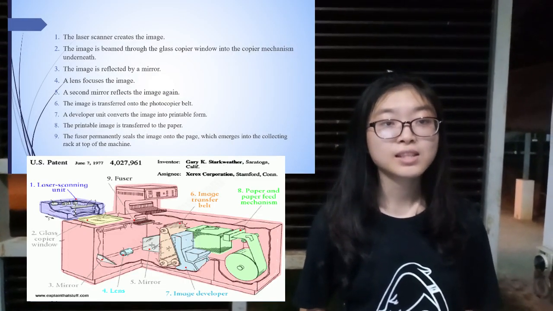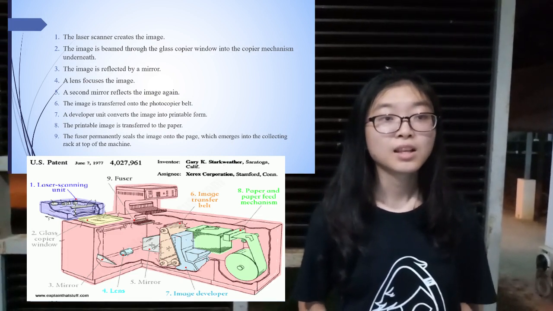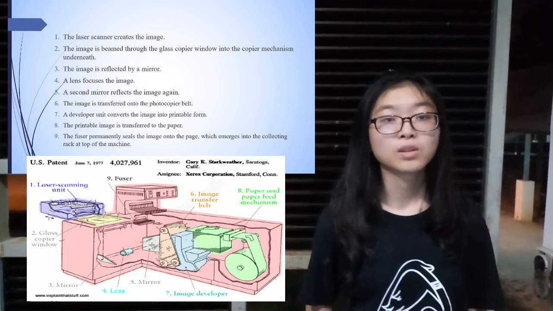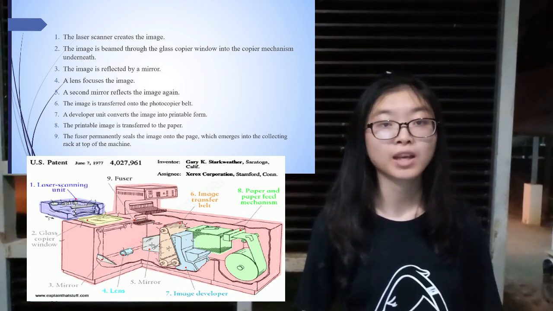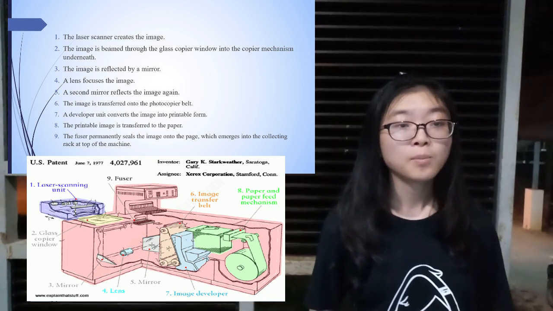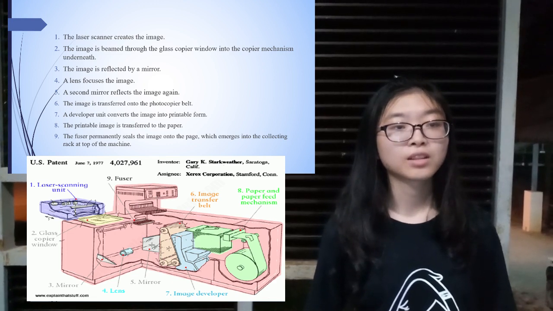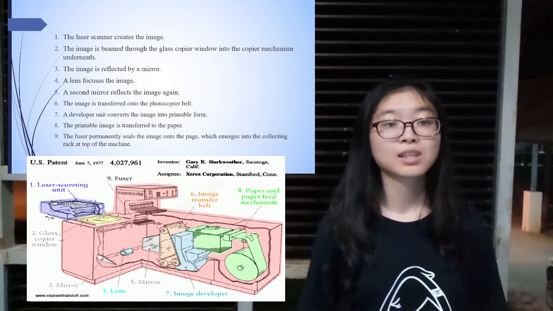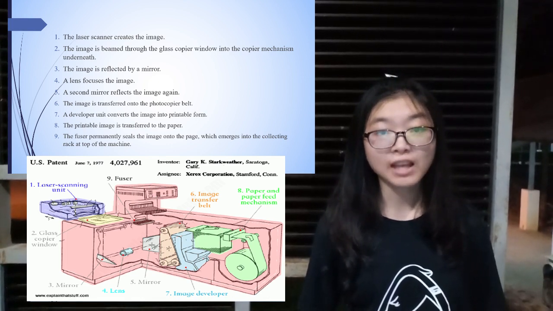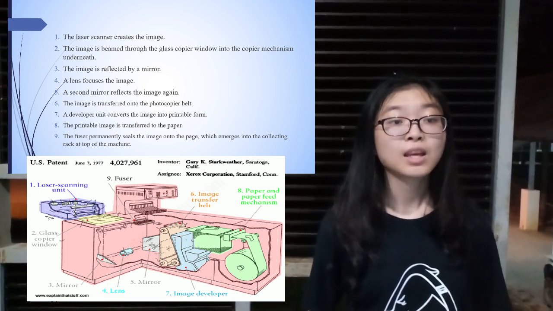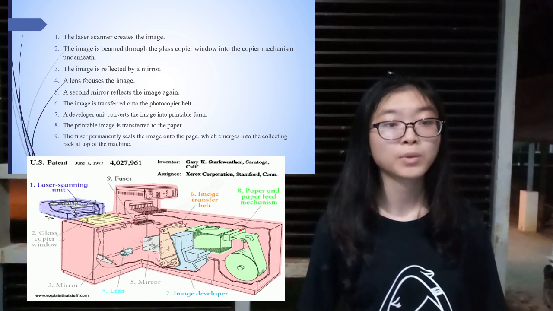First, laser scanning unit. The laser scanner creates the image. Second, glass copier window. The image is beamed through the glass copier window into the copier mechanism underneath. Third, mirror. The image is reflected by a mirror. Fourth, lens. A lens focuses the image. Fifth, mirror. A second mirror reflects the image again. Sixth, image transfer belt. The image is transferred onto the photocopier belt.